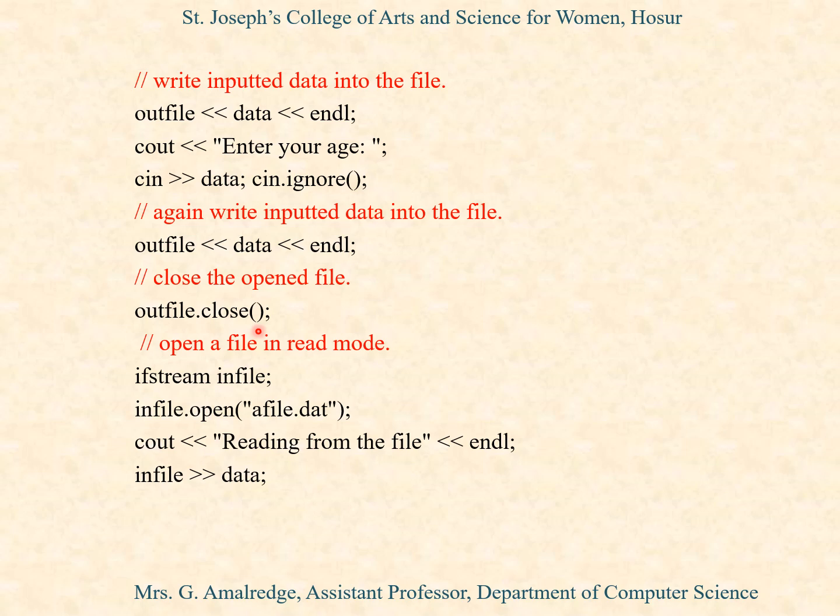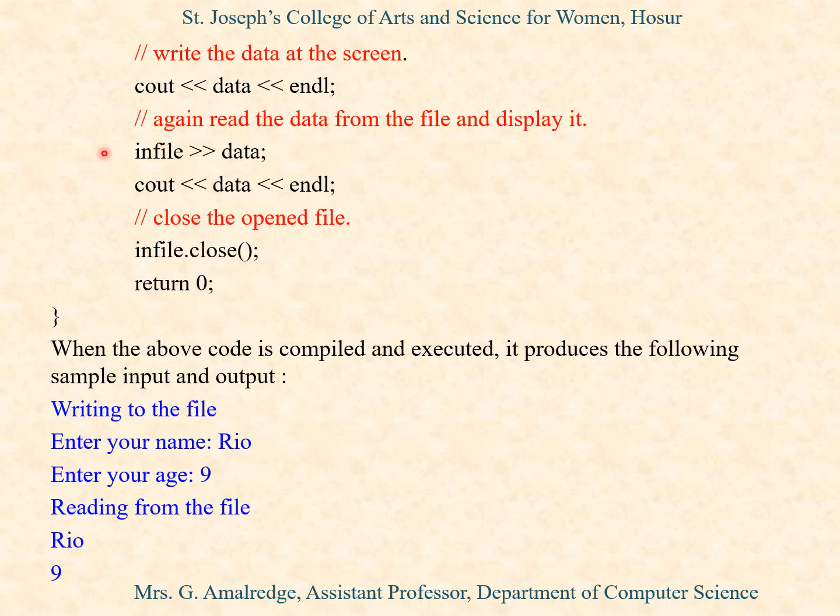Now we are going to read the data from the file. For that, we are going to use the class ifstream. Here we are using ifstream and opening the file afile.dat. In that, we are going to read the data from the file with the help of the extraction operator. Once you read the data from the file, you have to print the data on the screen with the help of the cout statement. After displaying the data, that is username and age, on the screen, you have to close the file.